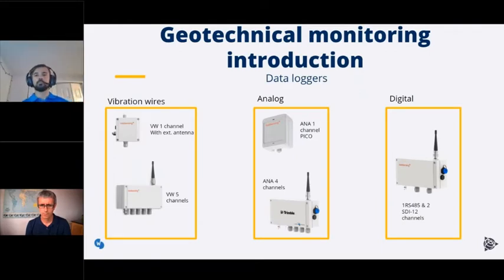Now I just want to talk very quickly about the data logger. There are three different technologies, basically communication technologies between the data logger and the sensor. You have, for example, vibration wires. Most of the sensors used with this technology are crack meters and piezometers. Most of our customers right now use vibration wire. Analog is more like a temperature probe. I don't have another example for analog.